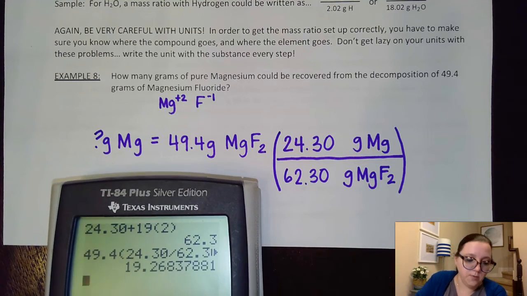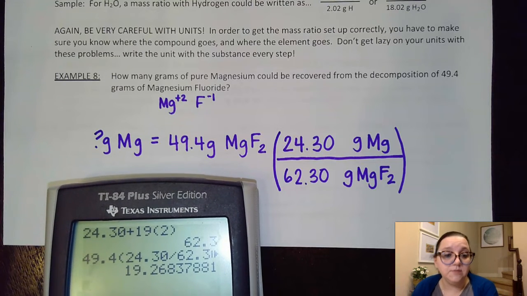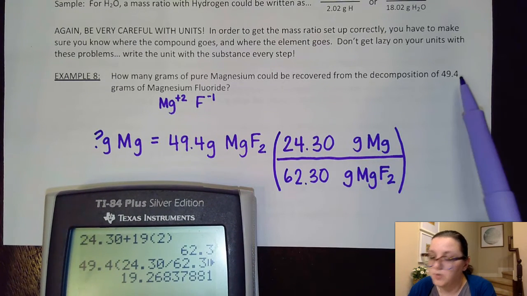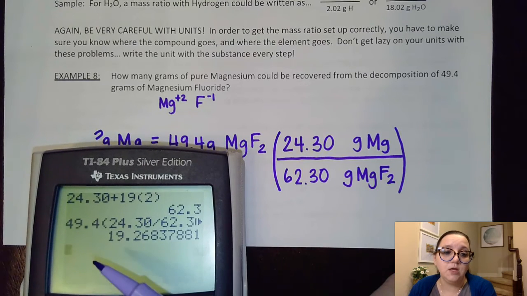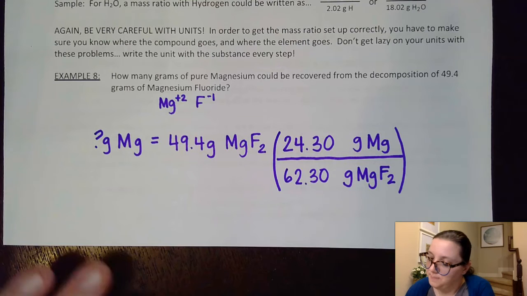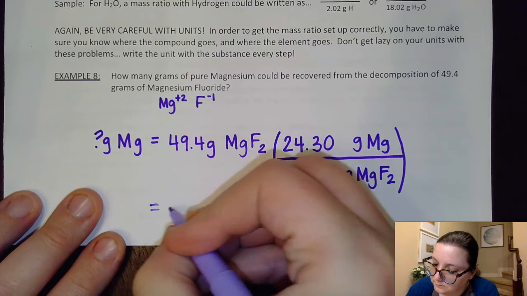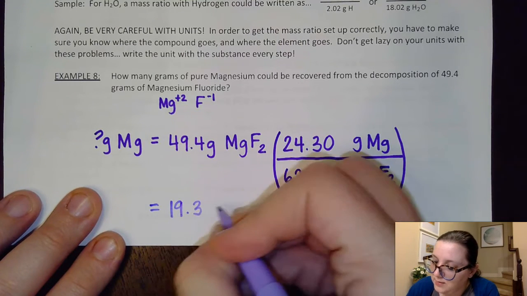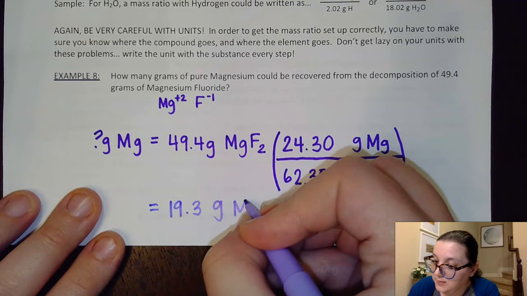And again, I want to round this for significant figures. I noticed my given number had 3 sig figs, so I'm going to include 3 significant figures here. So I'm going to report 19.3, and that's going to be grams of magnesium.